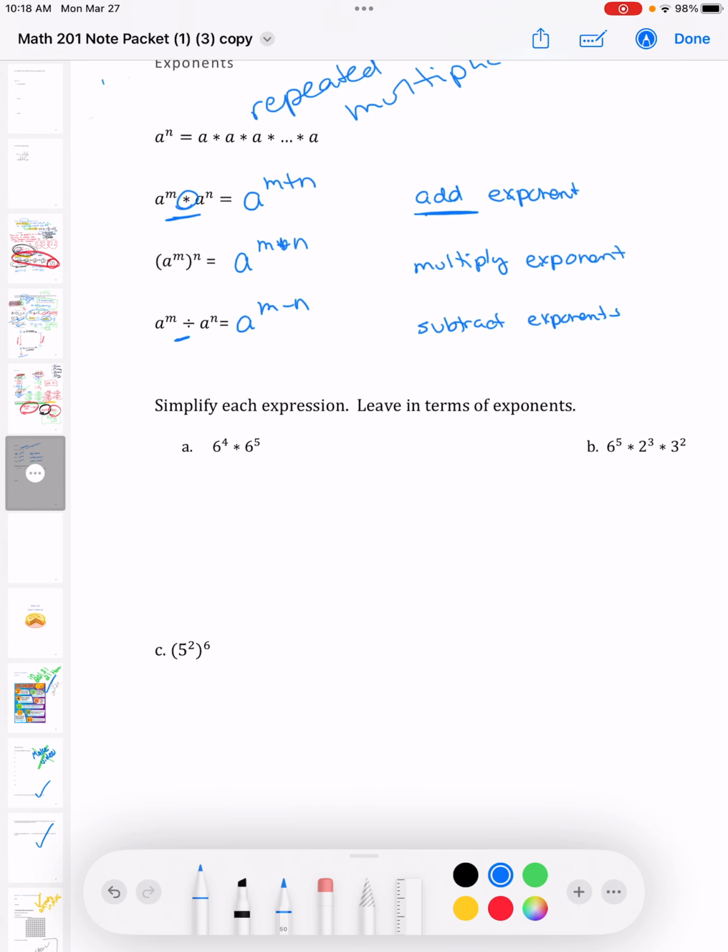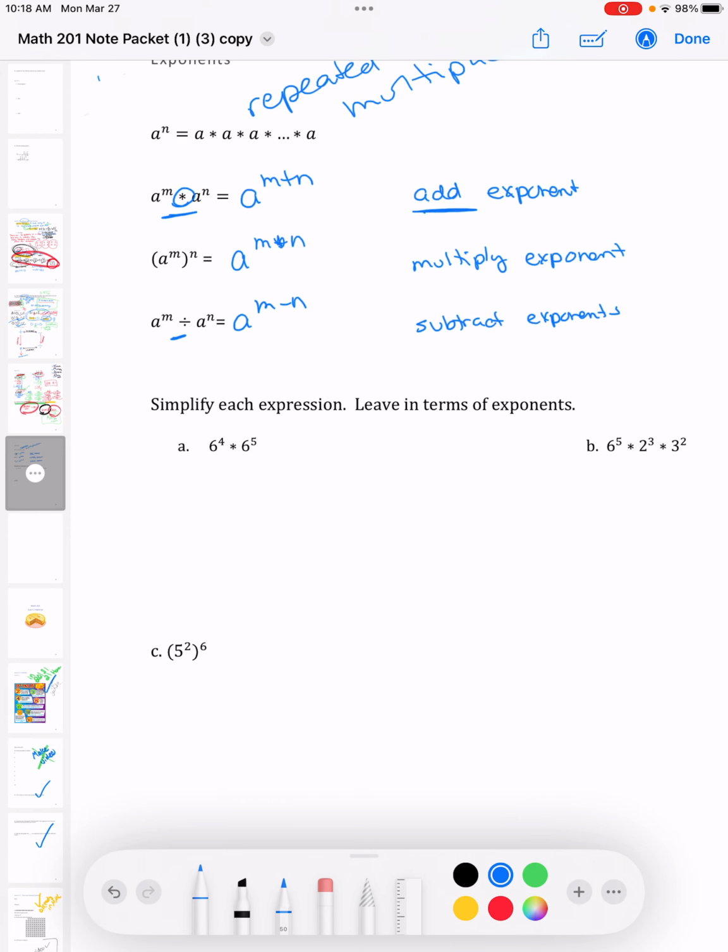So let's see these put to use down here. I actually am going to go ahead and maybe have you hit pause and try A and C. I'll work B out in just a second. But go ahead and hit pause and see if you can get these rules up here to apply to those problems down below. All right, let's see how you did.